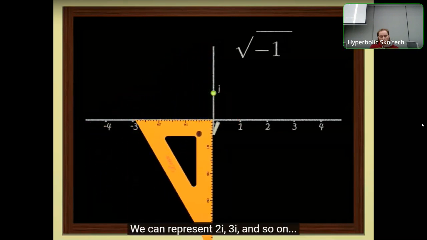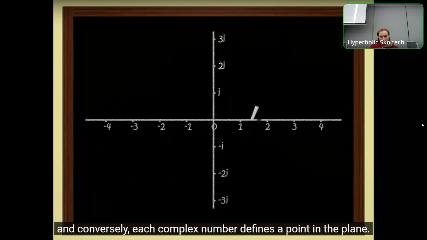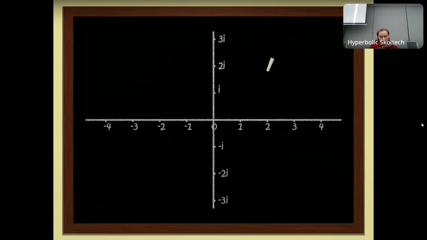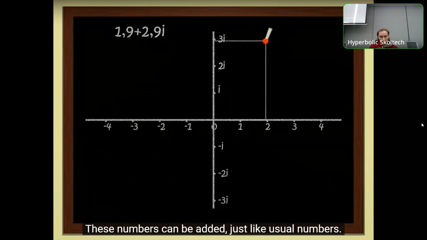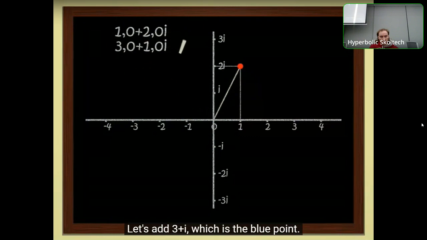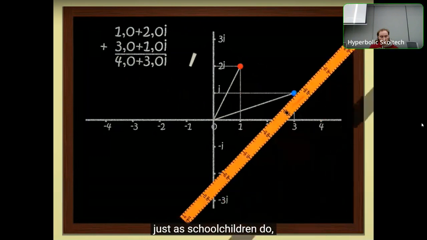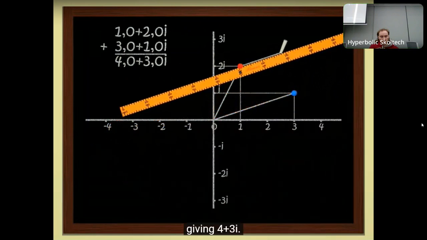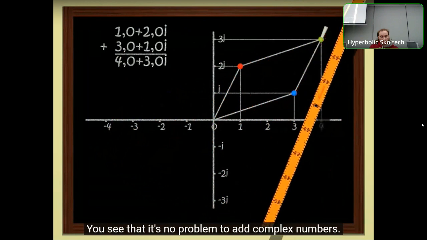We can represent 2i, 3i, and so on. Each point in the plane represents a complex number, and conversely, each complex number defines a point in the plane. Points in the plane become numbers in their own right. These numbers can be added just like usual numbers. Look at the red point, which is the point 1 plus 2i. Let's add 3 plus i, which is the blue point. Well, we add them just as school children do, giving 4 plus 3i. Geometrically, this is just addition of vectors. You see that it's no problem to add complex numbers.